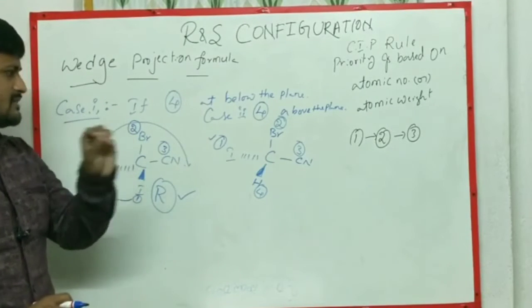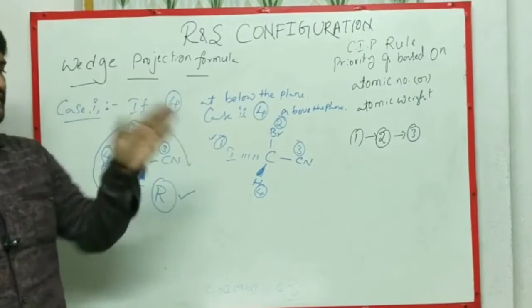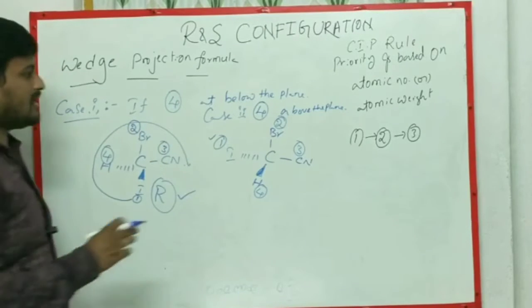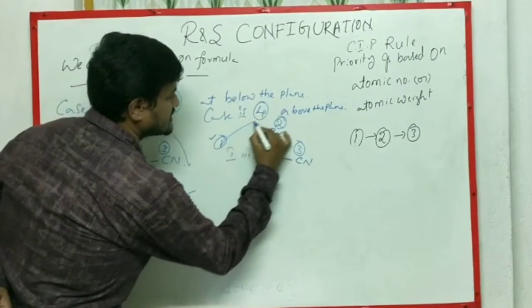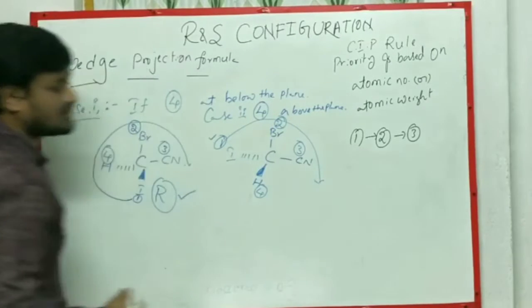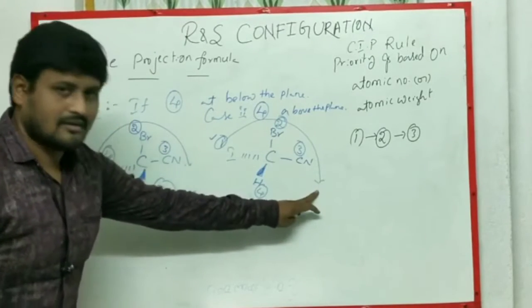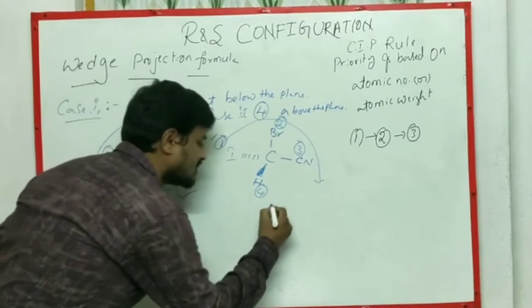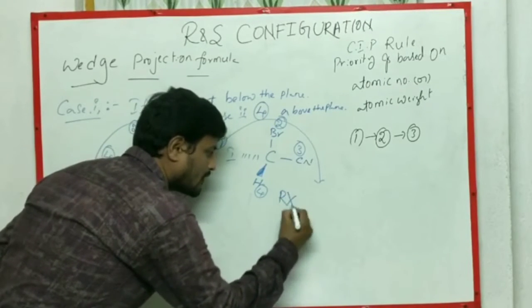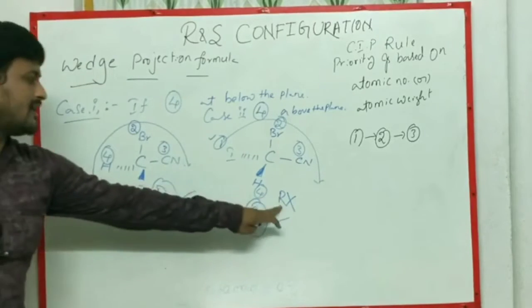Okay, just remember the first one: you go along the path from first to third priority. The path, the way, 1, 2, 3, is like this, clockwise direction. In case of clockwise direction, the configuration is R. But here the configuration is not R. The configuration is S.